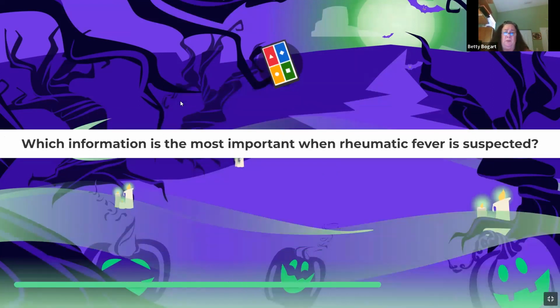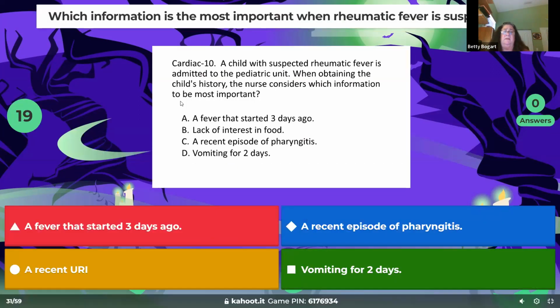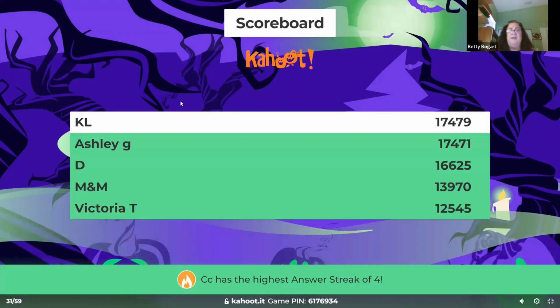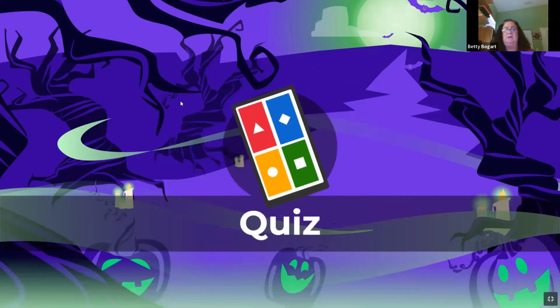Which information is most important when rheumatic fever is suspected? You're going to find two diagnoses in pediatrics that are caused because of this. This is the first one. Have you had a sore throat? Remember, strep infections cause rheumatic fever. How do we treat it? We give them the antibiotics to treat the strep, usually a month long, but all the symptoms except for that valve, if it's permanently damaged, everything else will be reversed.